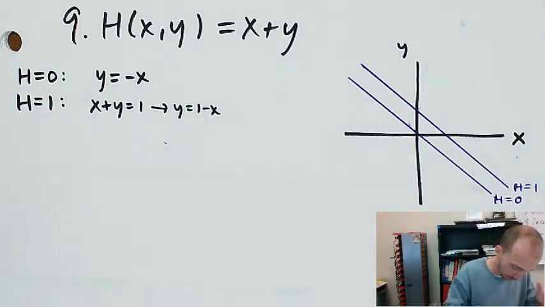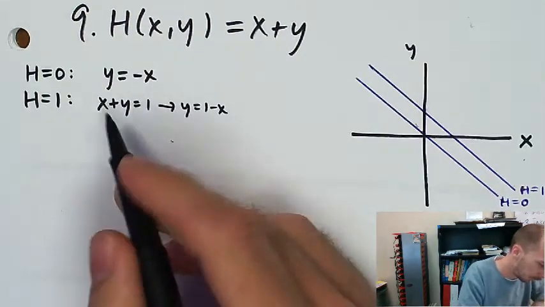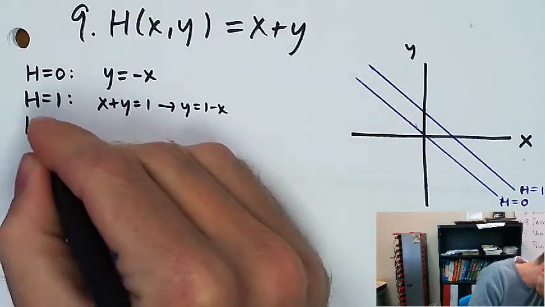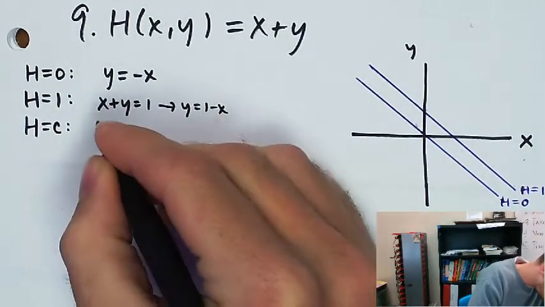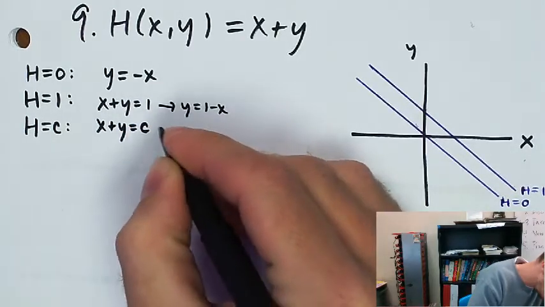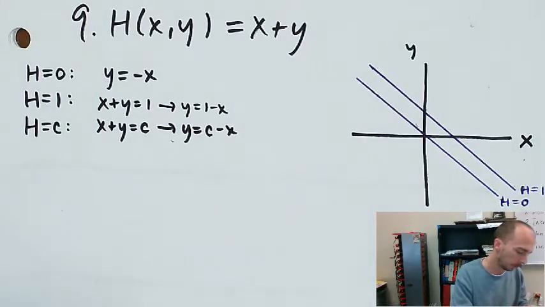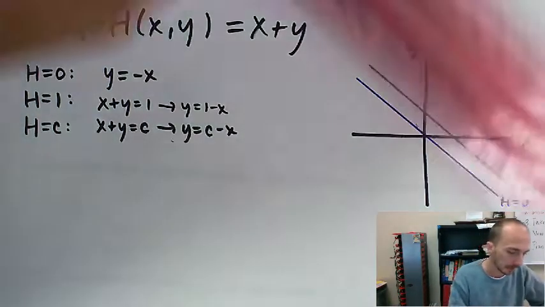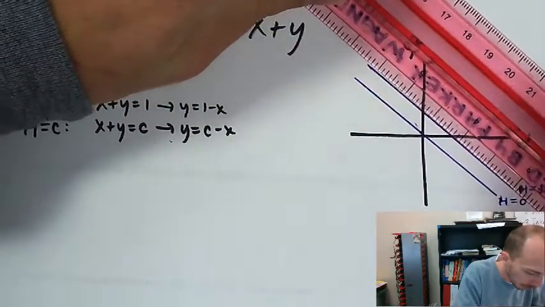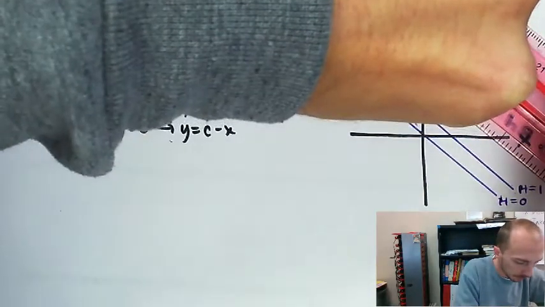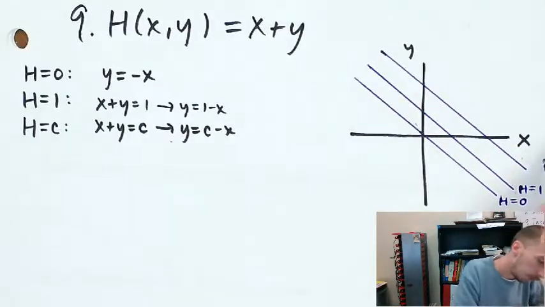And then, because of the way this works solving for y, it's going to be the same thing every time. So I'm going to say the level curve h equals c is going to be x plus y equals c, giving you y equals c minus x. So if I wanted to do the level curve h equals, say, 3, I would have to go up to 1, 2, 3, on y. And this is going to be y equals 3 minus x, provided that these are parallel. Okay. So that's h equals 3.